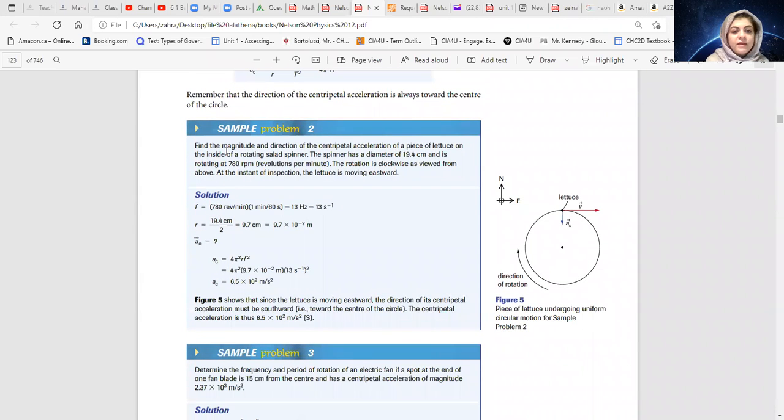Okay, look at this question. Find the magnitude and direction of the centripetal acceleration of a piece of lettuce on the inside of a rotating spinner. The spinner has a diameter, so I need to find the radius. This divided by 2 will give you the radius, and you have to turn it into meters. And its rotation is 780 RPM, which is revolutions per minute, or rounds per minute.